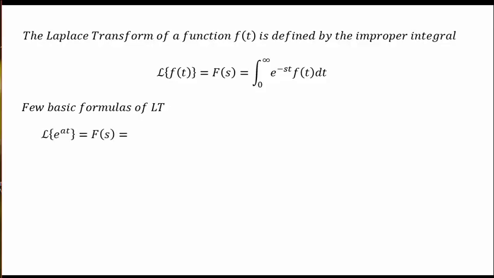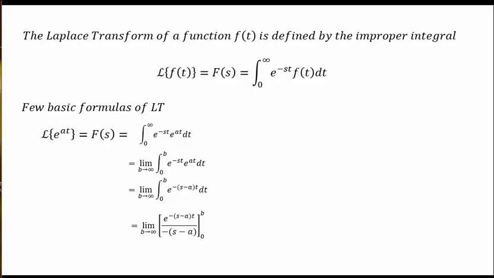A few basic formulas. Let me find the Laplace transform of e to the at. So in our formula we'll replace f(t) by e to the at. Now when I combine the terms, since it is an improper integral, we take the limit as b goes to infinity, with infinity replaced by b. So e to the negative st times e to the at. Now we'll combine it. Keep your t outside and the negative sign also preserved, so inside will be s minus a.